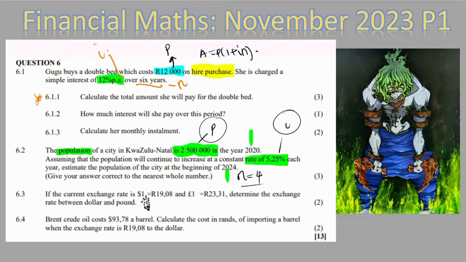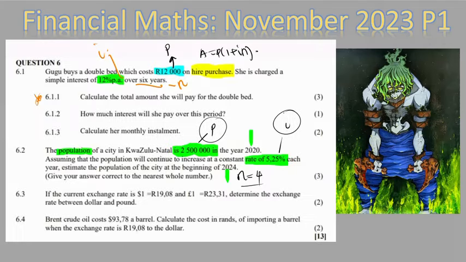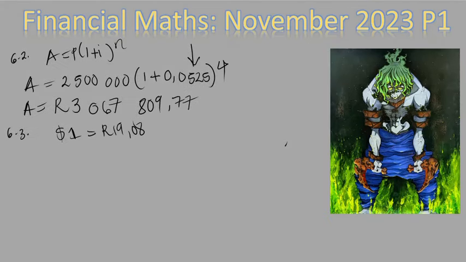So it says $1 is equal to 19.08. Let me write that. And then it says £1 is equal to 23.31. It's right there. Right. So in each and every situation here, they made dollar the subject of the formula. They made pound the subject of the formula. Because why? The dollar is in 1 unit form. The pound is in 1 unit form.